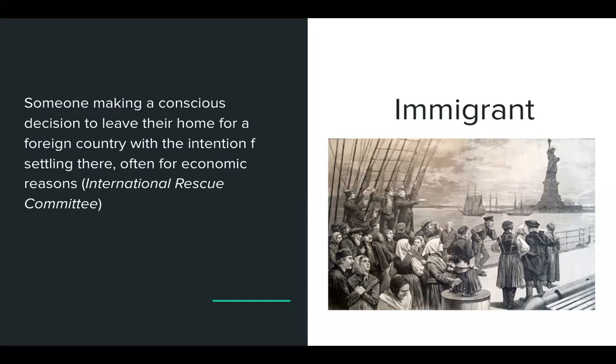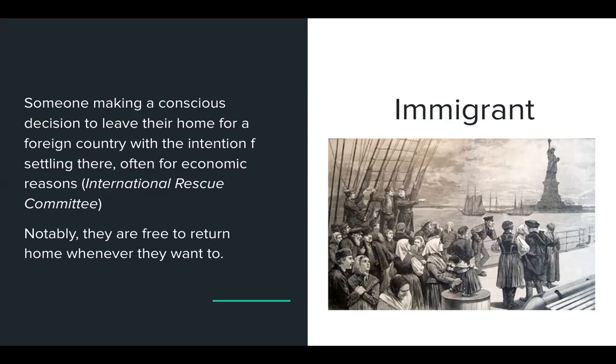Immigrant is a word that should be in everyone's vocabulary. This is someone who makes a conscious decision to leave their home for a foreign country with the intention of settling there, often for economic reasons, but not always. This definition comes to us from the International Rescue Committee, the one with the yellow arrow. They just have a cool logo. That's how you know it's good marketing, I guess. Notably, immigrants are free to return to their home country, or essentially to leave the host country, whenever they want to.